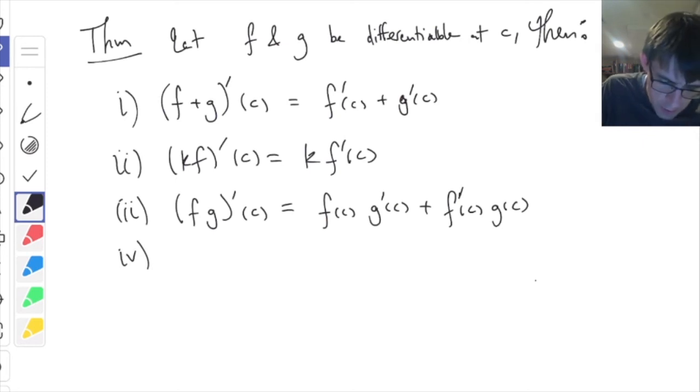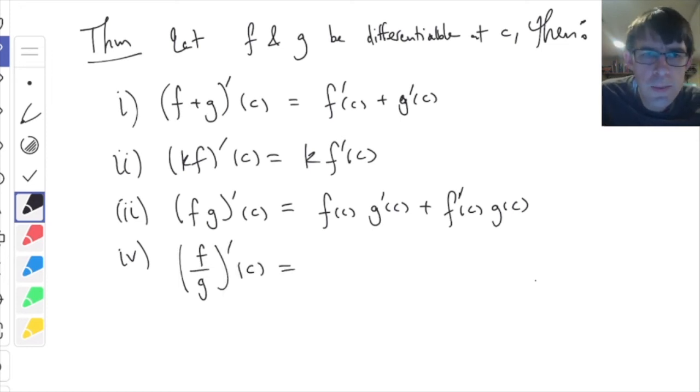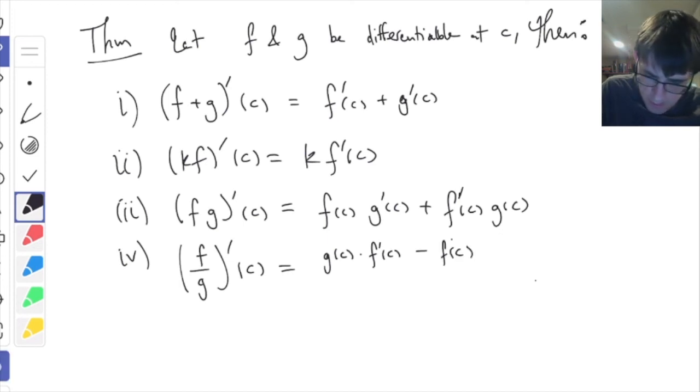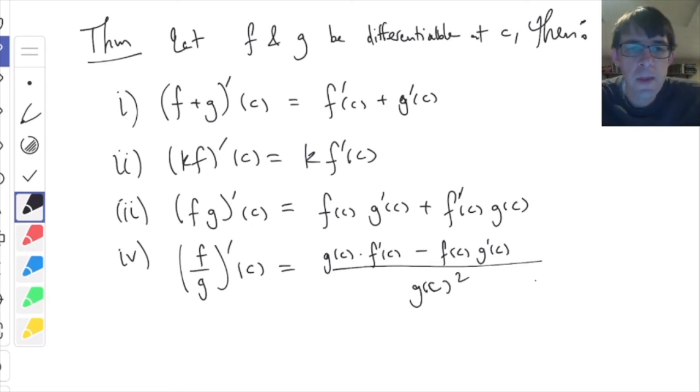And then the last one is the quotient. And as you know, there's a special rule for that. The way I always remember this is ho-de-hi minus hi-de-ho over ho-ho. That's how I say this in my head. The bottom times the derivative of the top minus the top times the derivative of the bottom, divided by the bottom squared. That is the famous quotient rule.